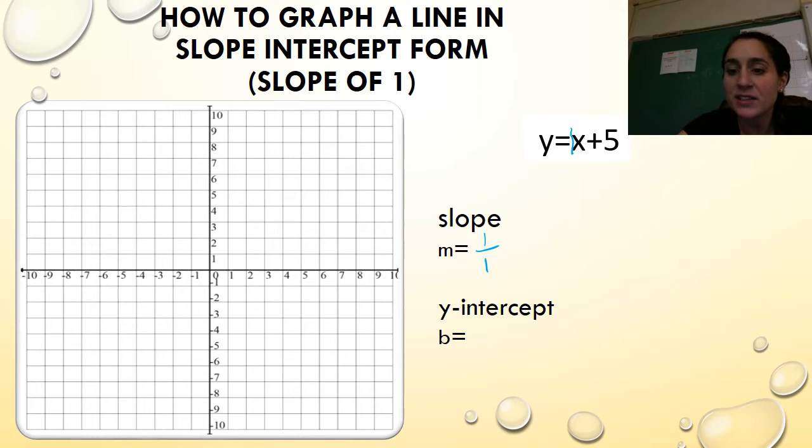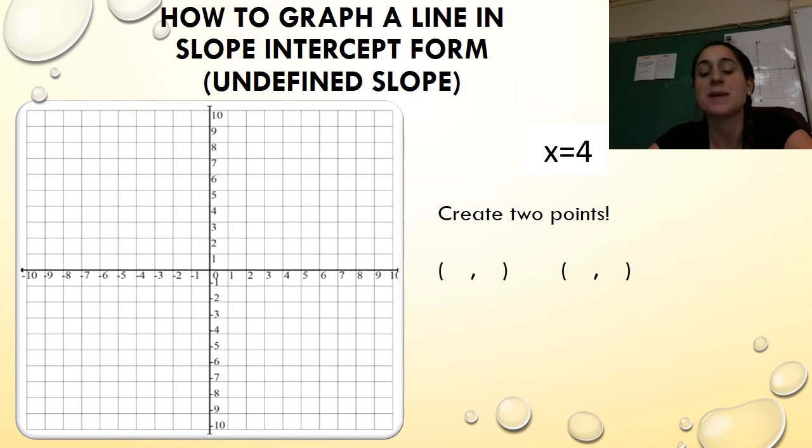My y-intercept is +5, so it's a +5. That's where I'm going to start. So I start here at my +5, but now I move with my slope. It's a +1, so I know I'm going to go up 1, and I always go to the right. Then all I got to do is draw my line with my arrows, and I've graphed the line.